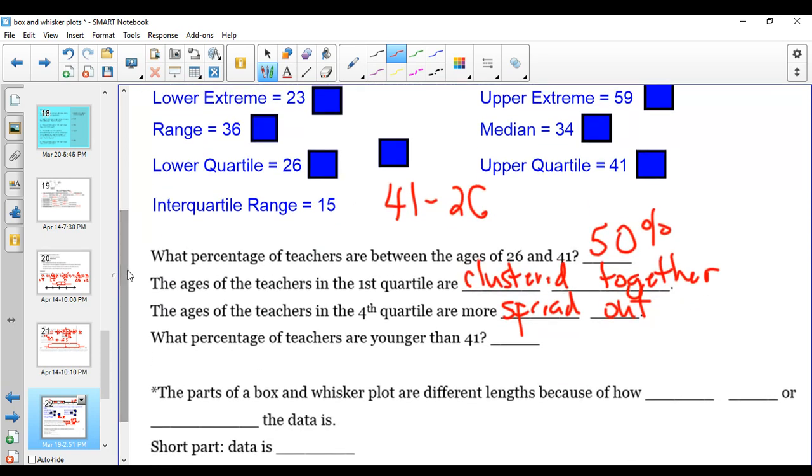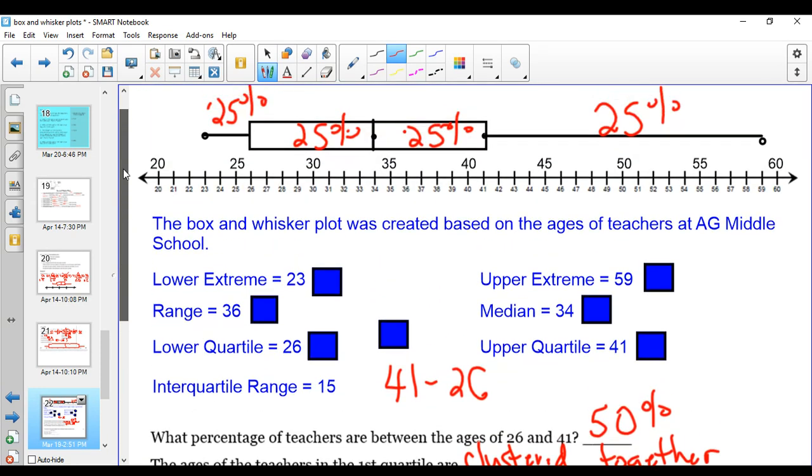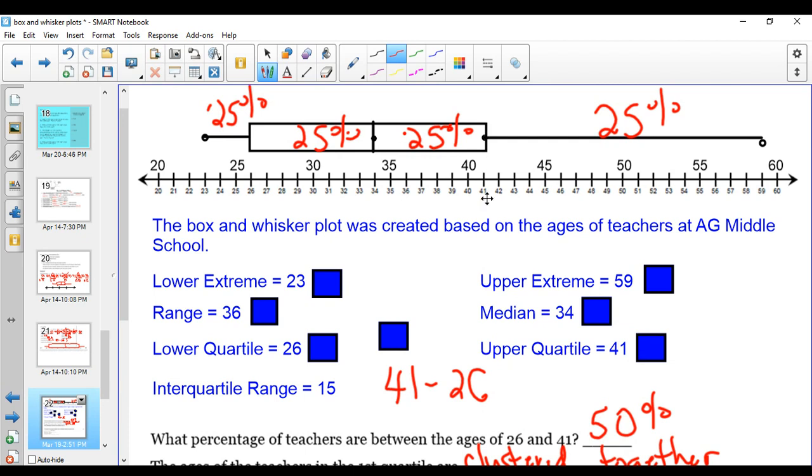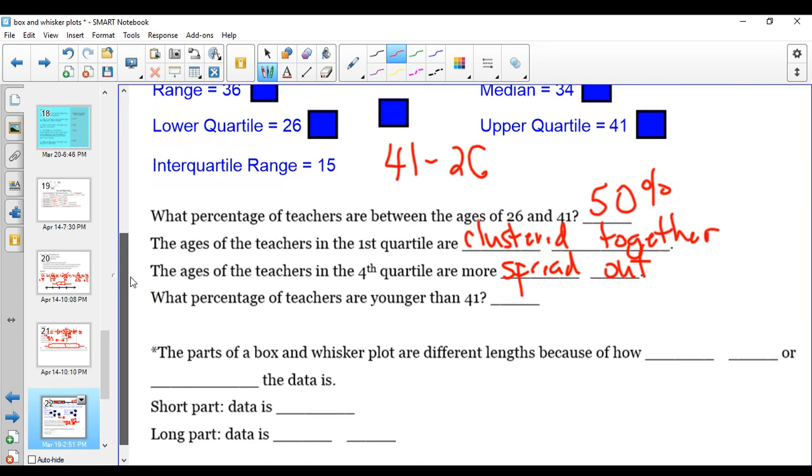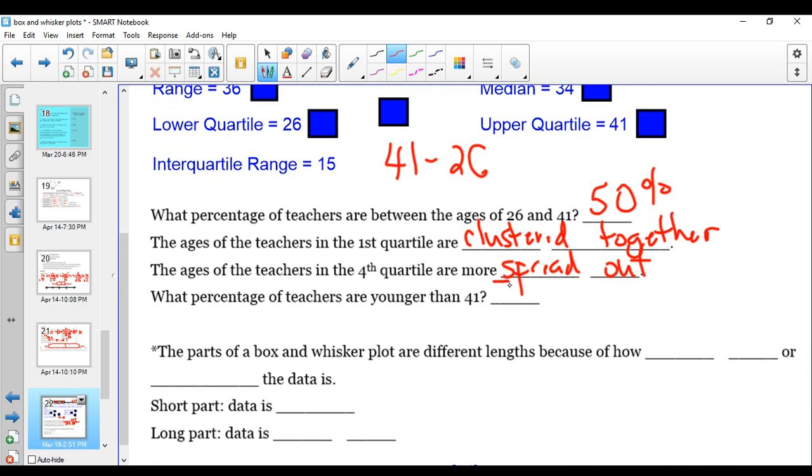Okay, next question. What percentage of teachers are younger than 41? Well, let's go check. Here's 41 right here. Younger than would be less than or to the left. So if I go to the left, there are 3 quartiles there. So 25 plus 25 plus 25 gives us 75%. So 75% of the teachers at this school were less than 41 years old.